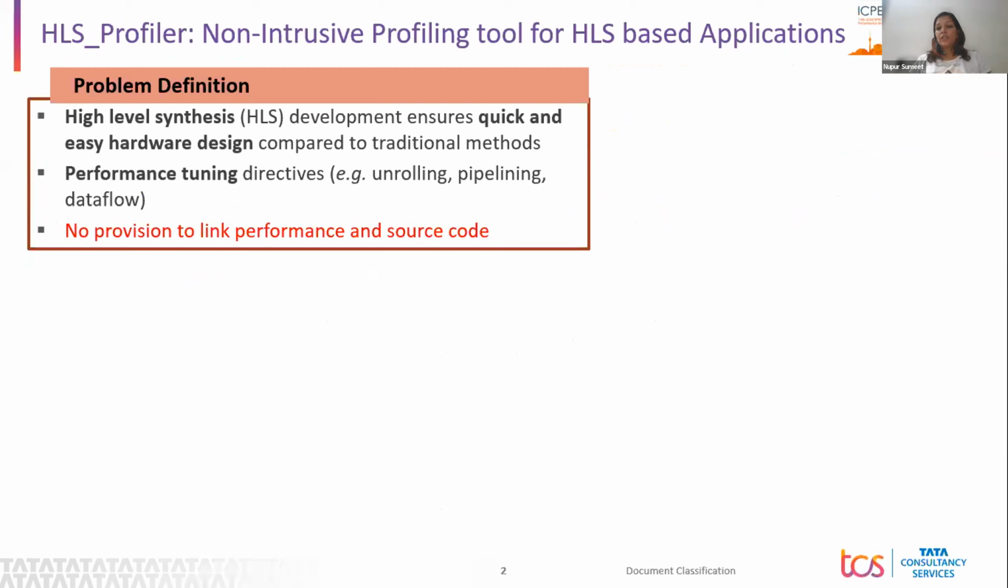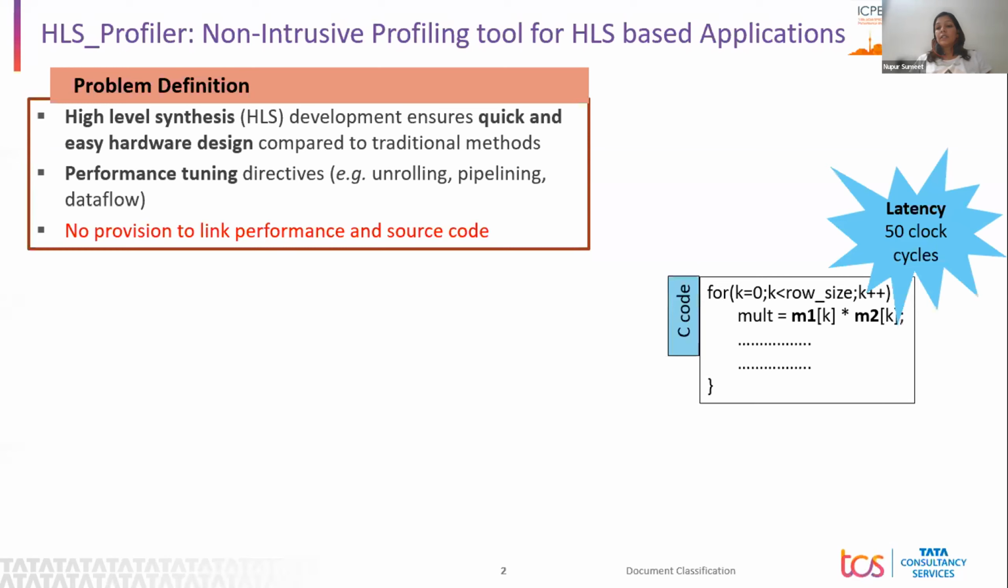HLS has eased the FPGA design development task by supporting development in high-level languages. Pragmas are an important feature available to performance tune the design. The HLS compiler reports an end-to-end latency, but line-wise cycle breakup is not available. For the C code example shown here, the developer doesn't get to know which part of the for statement is taking the majority of the clock cycles. In the absence of this information, the designer cannot make out whether the current design is the most performance optimal and loses the opportunity to improvise.